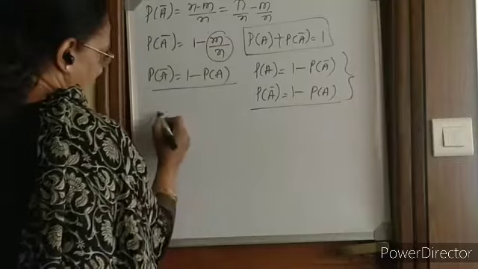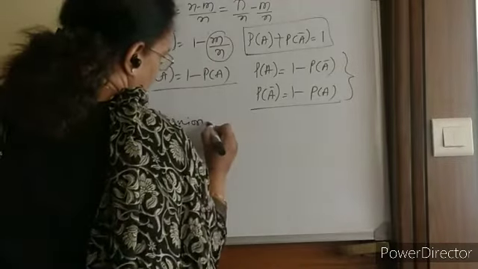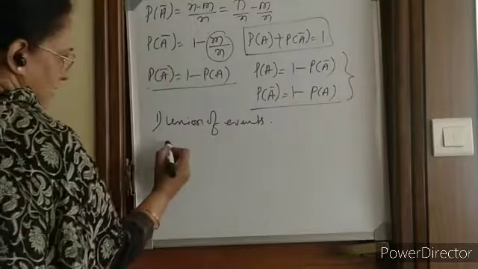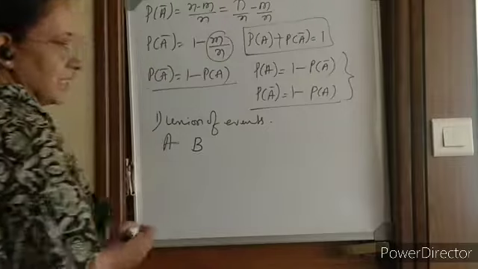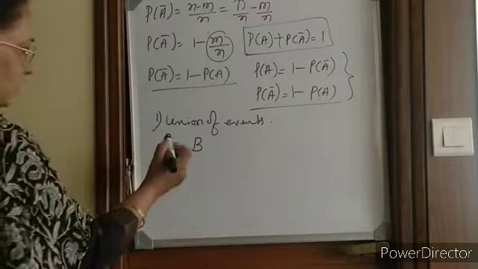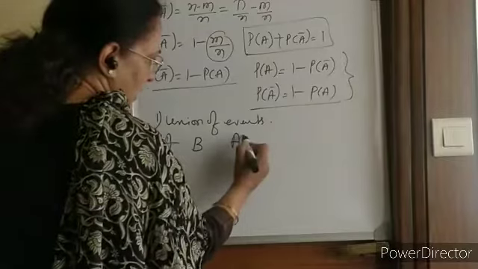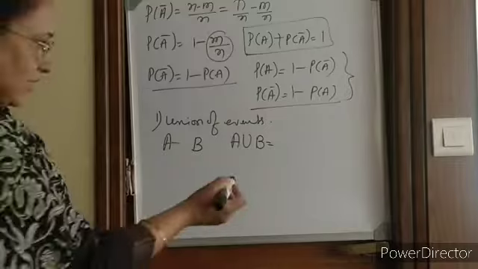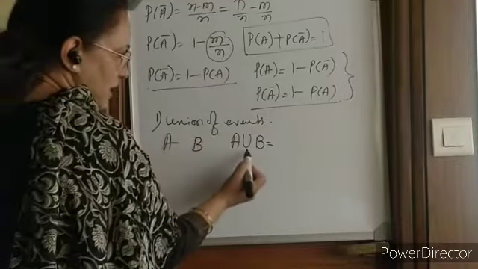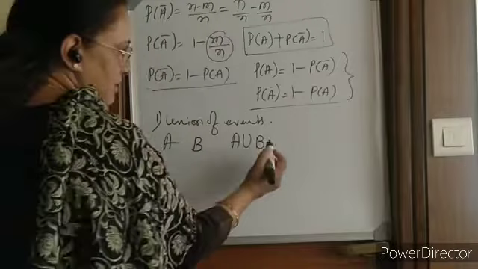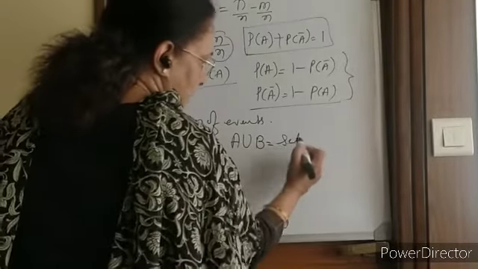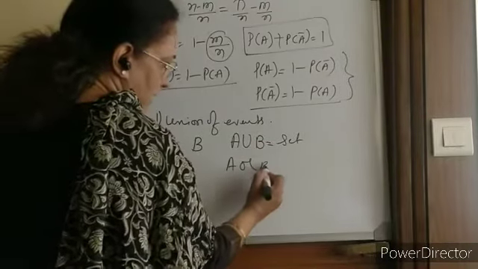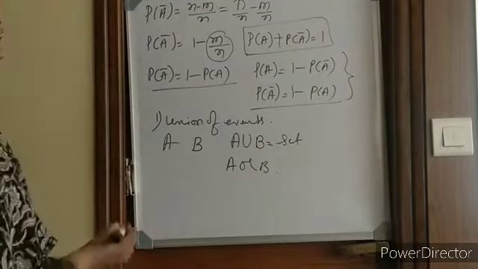The first one is what is called the union of events. Let us assume that A is one event, B is another event of the random experiment. Then the union of these two events is denoted by A union B. Whatever you have learnt in high school, the same notation we are using here. This is a set which contains those outcomes which may be present in A or in B.